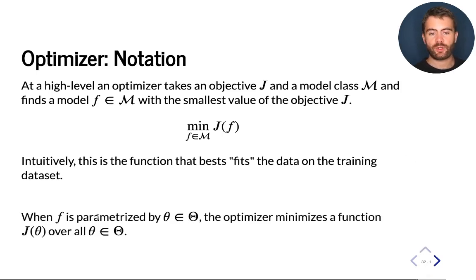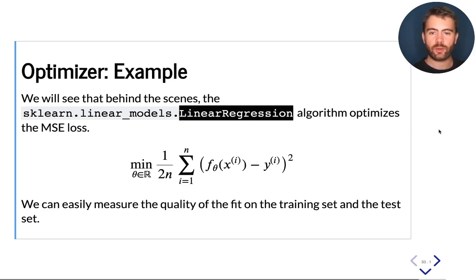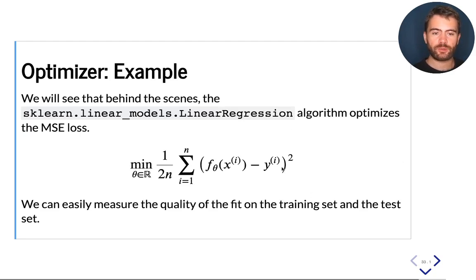And again, if f is parameterized by parameters theta, then this optimization problem minimizes the function J of theta over all the possible values of theta. The optimizer is perhaps the part of the algorithm for which it is most difficult to find a short example, but we will see many optimizers in this course. But for now, just to give an example, I will simply call the following class in the scikit-learn library, which will invoke a certain optimization algorithm to solve the following optimization problem.